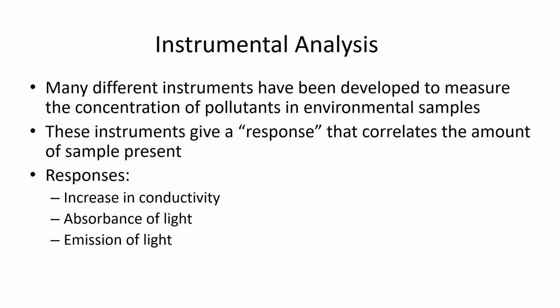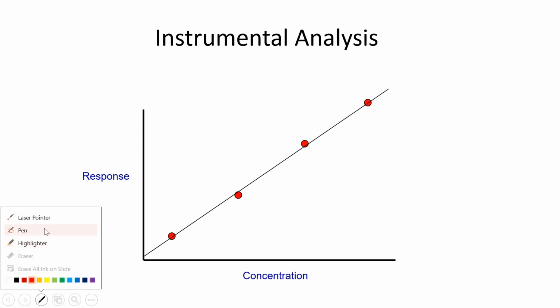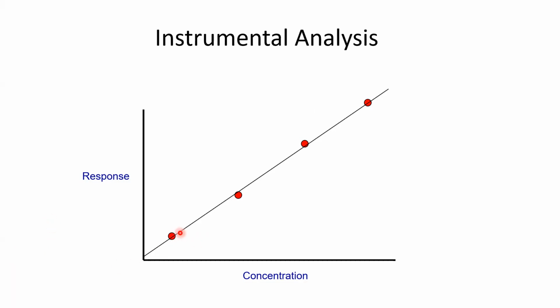In a common instrument that we see, there will be an increase in conductivity, an absorbance of light, or an emission of light. Those are used as a tool to measure the concentration. Basically the instrument gives a response, and that response correlates to the amount of sample present. Before you start any analysis of a sample, you prepare a calibration curve. What you are looking at on this screen is a typical example of a calibration curve, where you have given known concentrations, got a response, and plotted a best-fit line.